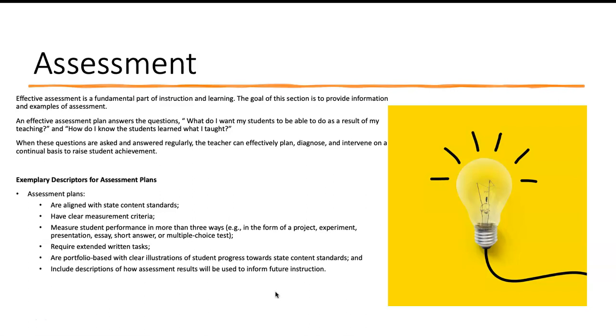We still want to see your students practice writing. And I think this is really important because writing is so important, not just in ELA, but across disciplines. And we need our students to practice writing in science and math as well. NIET loves portfolio-based assessments. I know that that is not common in a lot of classrooms here in Louisiana, but I will give you some ideas like science notebooks and other ways that you can meet that. And then include descriptions of how assessment results will be used to inform future instruction. So in your lesson plans, you can indicate how you're going to use these assessments to help you with future lessons.